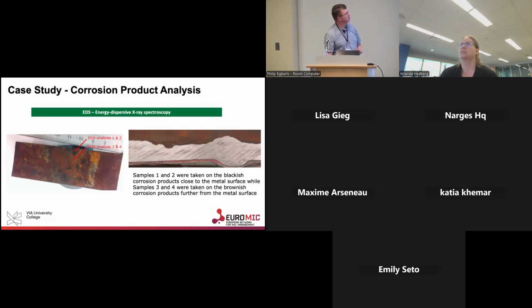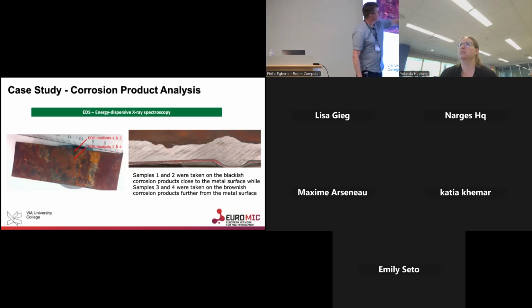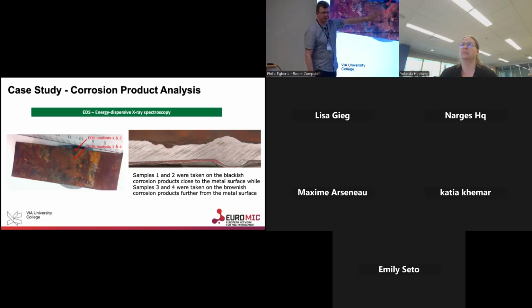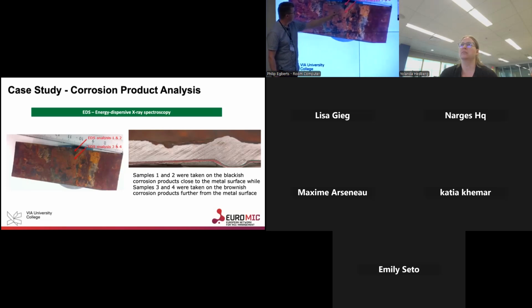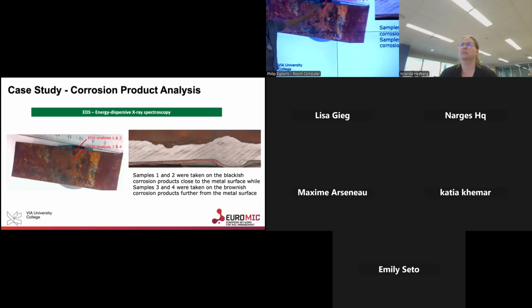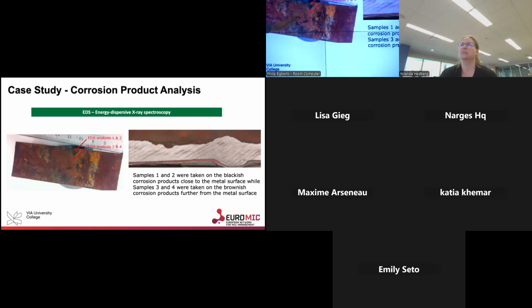EDS, so energy dispersive X-ray spectroscopy. We did it at a number of places. So actually we had the brownish layer, which was kind of like the part that is oxidized. And then we scraped into it, and that's the blackish layer. So just keep that in mind. There's 2 types of analysis here. Sample 1 and 2 would take it on the blackish, and 3 and 4 would take it on the brownish.